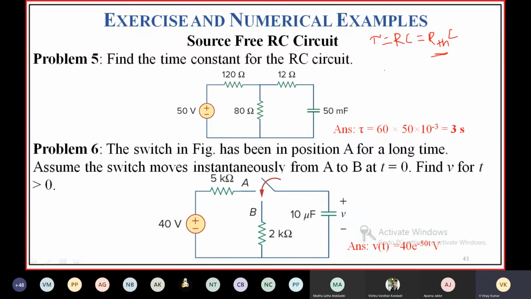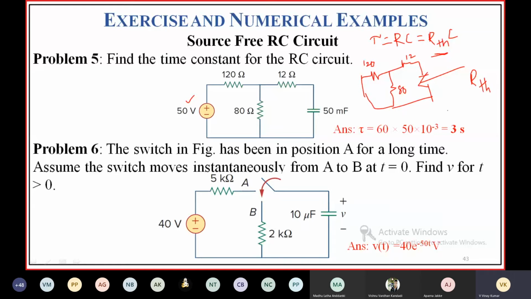Okay, so how can you find RTH? By making all sources 0. Making all sources 0 means this voltage source is replaced by short circuit. This is 120 ohm, this is 80, this is 12. Between the terminals of the capacitor, you find RTH.